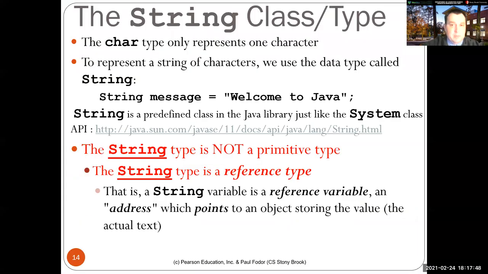Okay. Now, String is not a primitive type. It's one of the types that I said at the beginning of the semester is a reference type. A reference type means that a variable of the type String contains internally the address of an object of the type String. So reference types are different from primitive types in the sense that variables of primitive types contain the value themselves. Reference types actually contain the address of an object that contains that specific string.